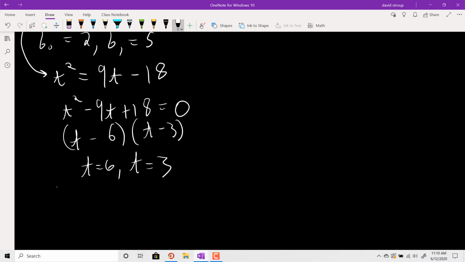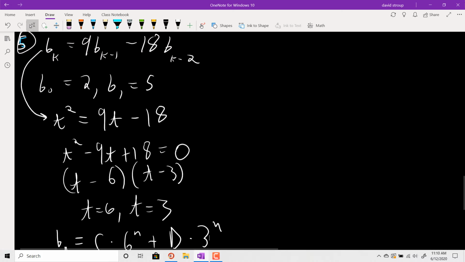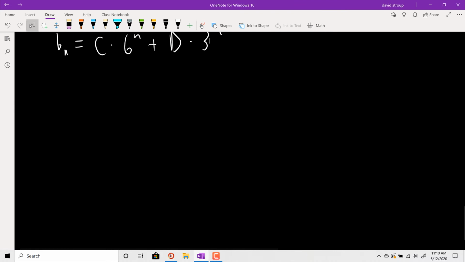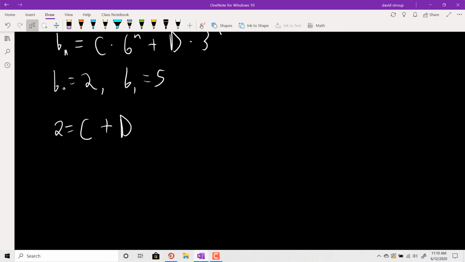And so our general solution will be c times 6 to the n plus d times 3 to the n. And then we need to find the c and d, and we use 2 and 5. So b sub 0 is 2, b sub 1 is 5. Plug that in. So I'll have 2 equals c times 6 to the 0, which is 1, plus d times 3 to the 0 is 1. And then from the other initial condition, I have 5 equals c times 6 to the 1 plus d times 3 to the 1. Now we have a system of equations.